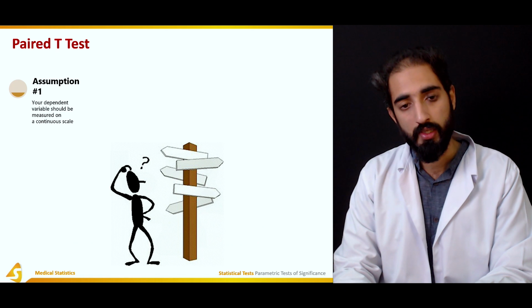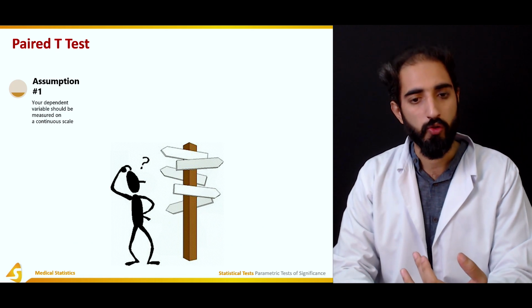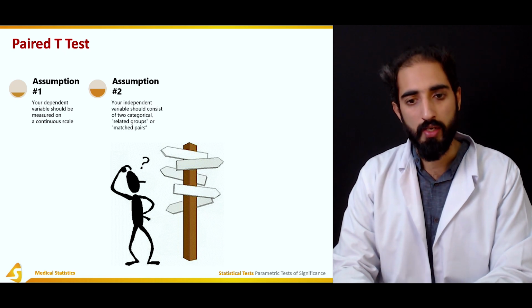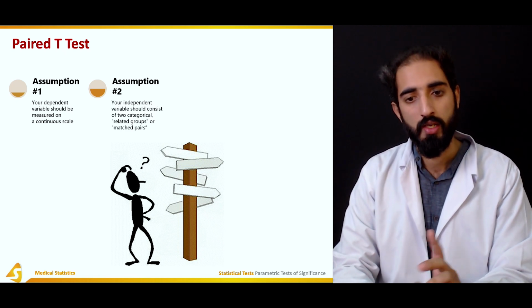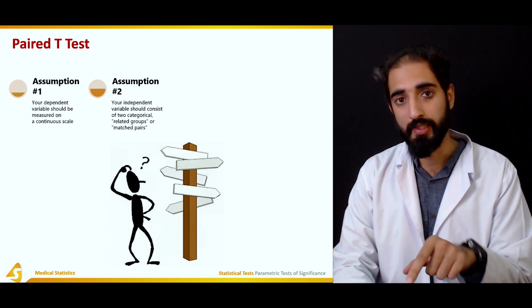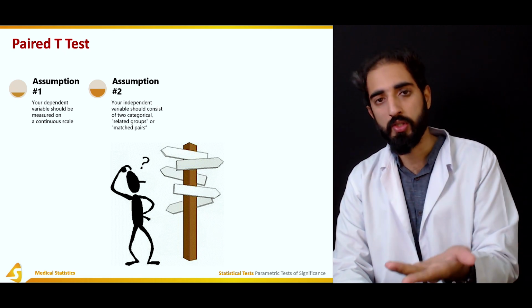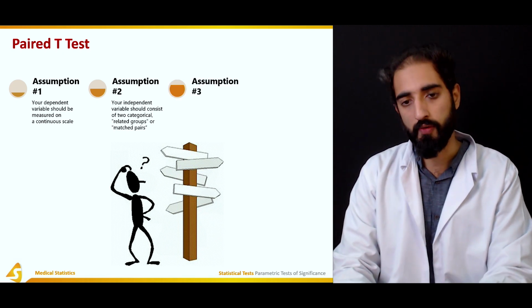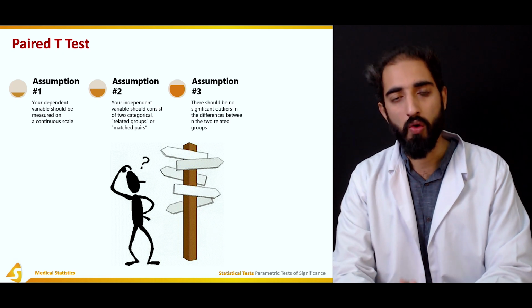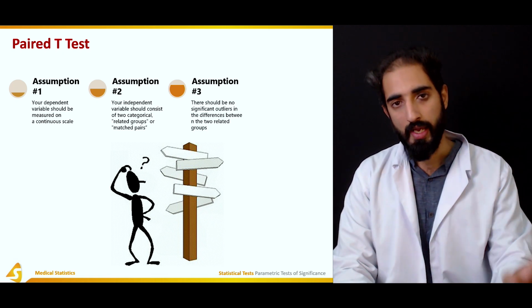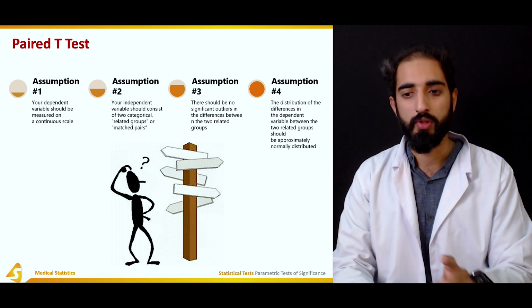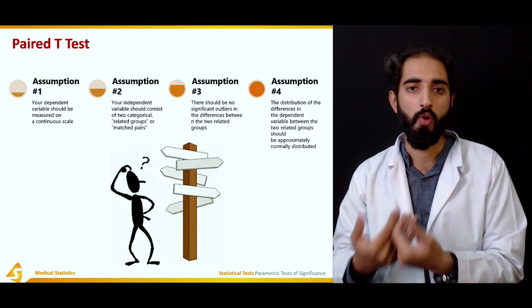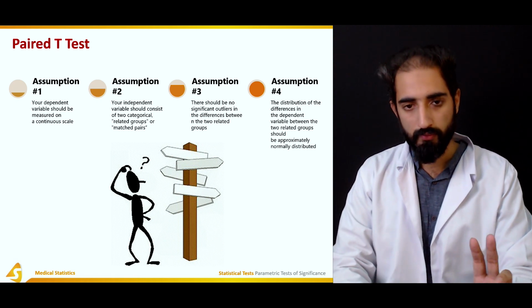But what are the assumptions? The number one assumption is your dependent variable should be measured on a continuous scale, similar to independent t-test. The assumption number 2 is your independent variable should consist of two categories, related groups or matched pairs. But those two groups should be related in the paired t-test, whereas they should be independent of each other in the independent t-test. That is a very important difference. Assumption number 3, there should be no significant outliers, similar to the independent t-test. And assumption number 4, the distribution should be normally distributed. That is important for all of the parametric tests.